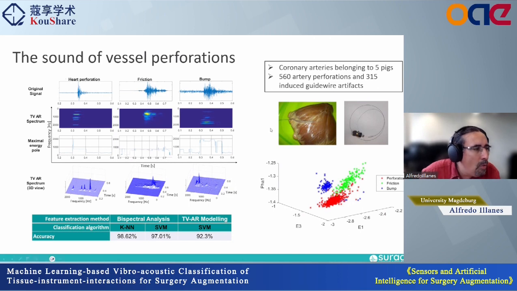Moreover, for every type of event, for example, when you have friction of the guide wire tip with the vessel wall, or when you have a perforation, the acoustic signature is completely different. And this allows us to classify events that occur during the path of the guide wire.